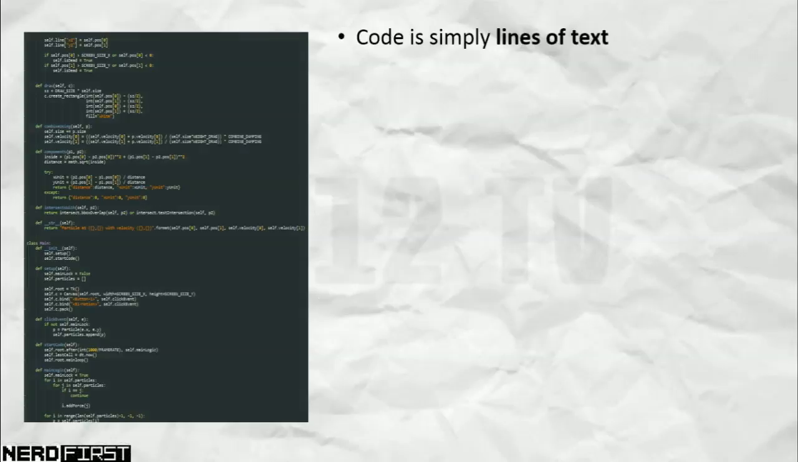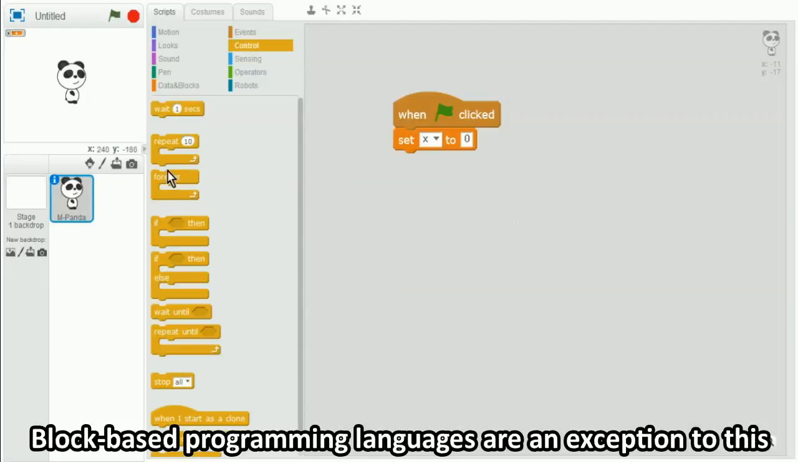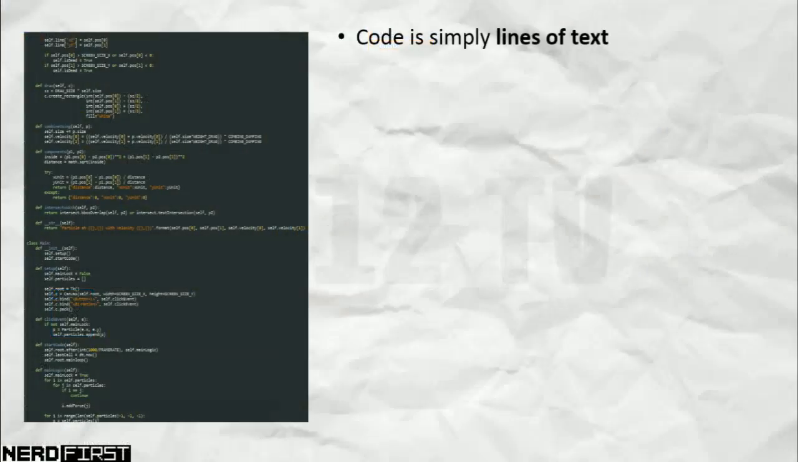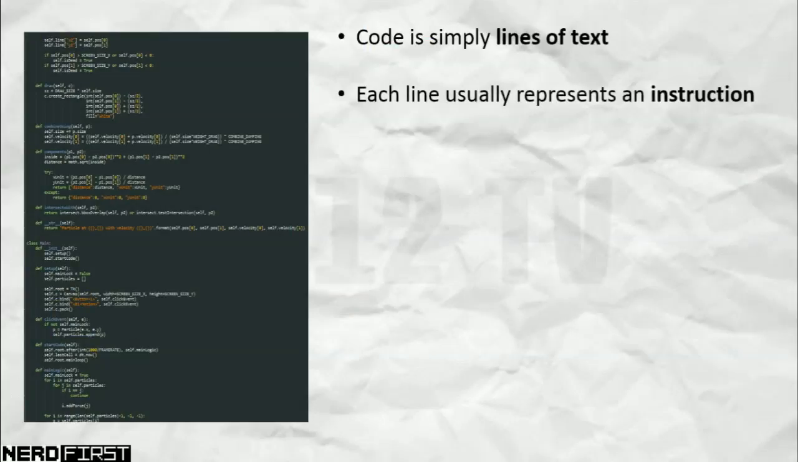Of course, there are some programming languages that do not use text, most notably block-based programming languages, which are drag and drop. But apart from those, it is almost always text. We use this text to represent our intent, and usually each line of code represents an instruction. There are some exceptions to this, but for the most part, you could treat each line of code as an instruction. In other words, you can think of each line as a little mini program.